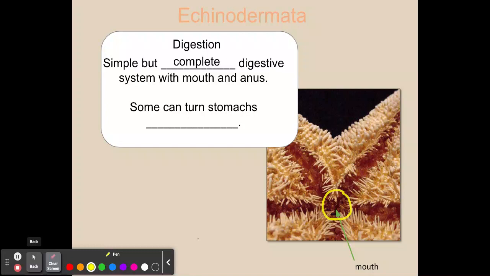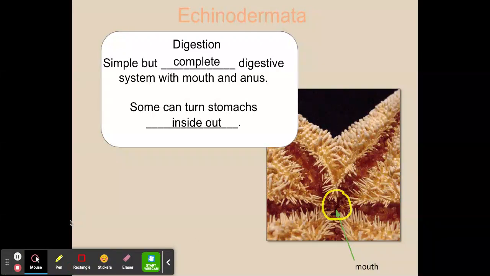So I'll make sure and point it out when we're passing the samples around in class to point out to you where the anus is. The anus is actually on the side that we see most frequently when looking down at a sea star. The other interesting thing about how these things digest is that they do have a stomach. Many echinoderms will actually turn their stomachs inside out.